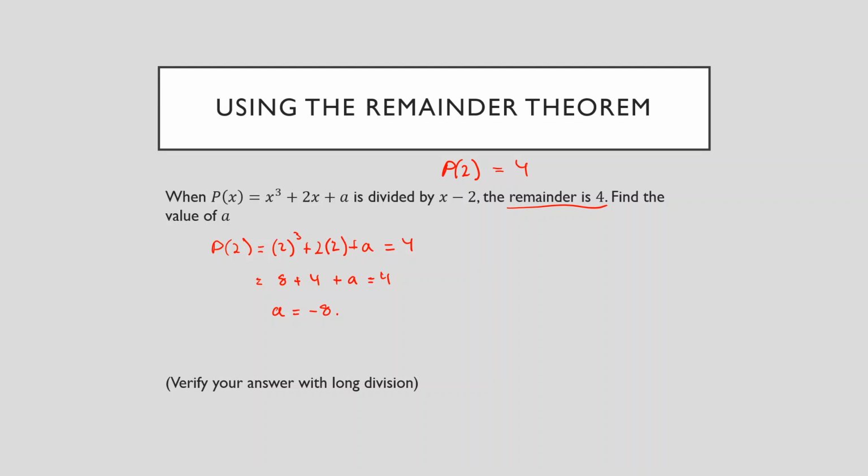Okay, and of course we can verify this answer with long division. All we have to do is do x cubed plus 0x squared plus 2x minus 8, and we have to divide that by x minus 2. I'm not going to do that here because we've already spent so much time on this video, but you can verify that yourself and see that you do indeed end up with a remainder of 4.